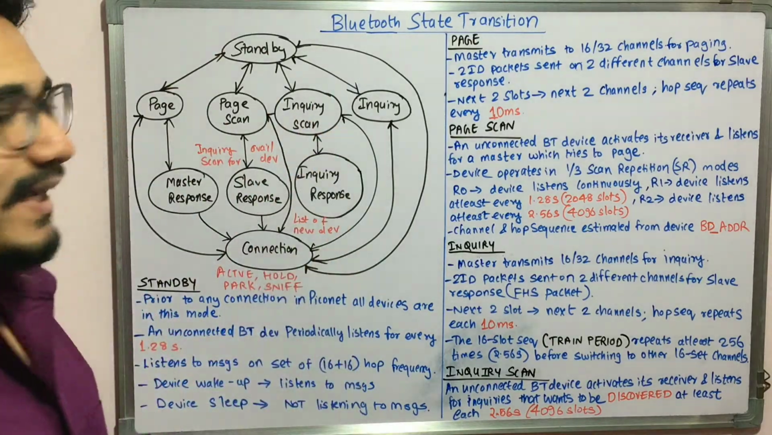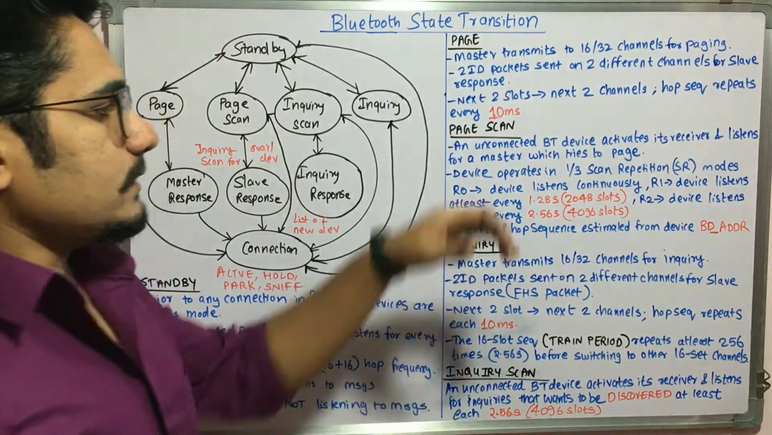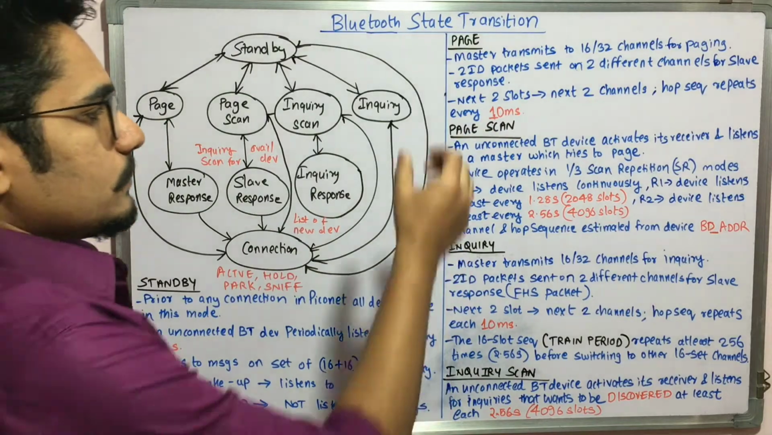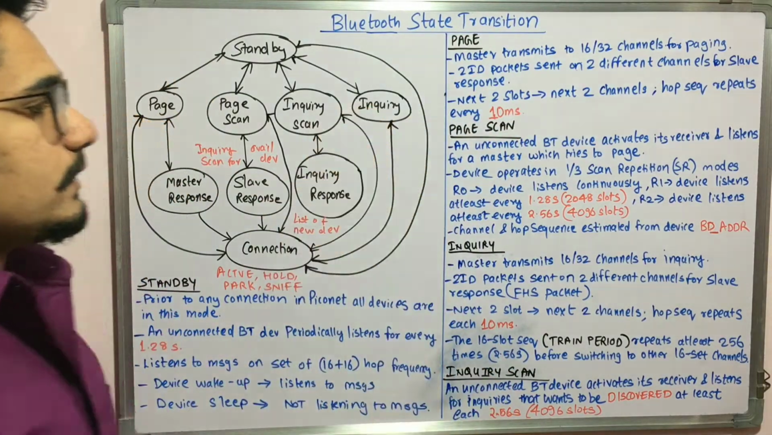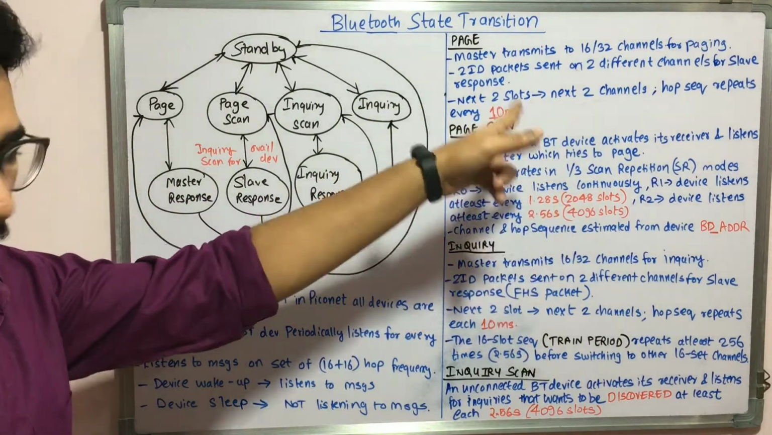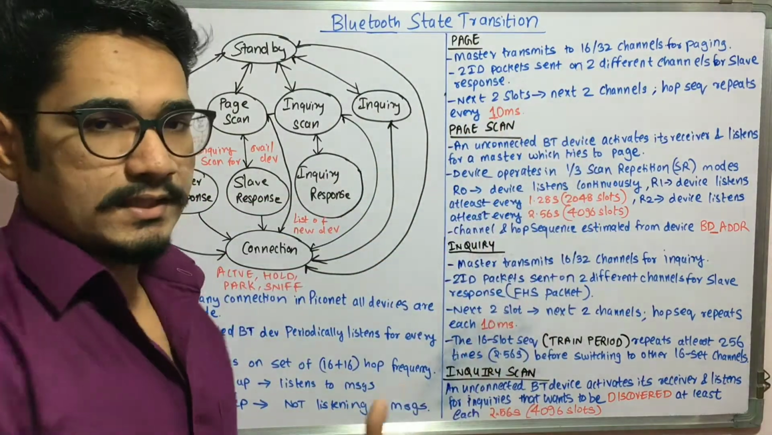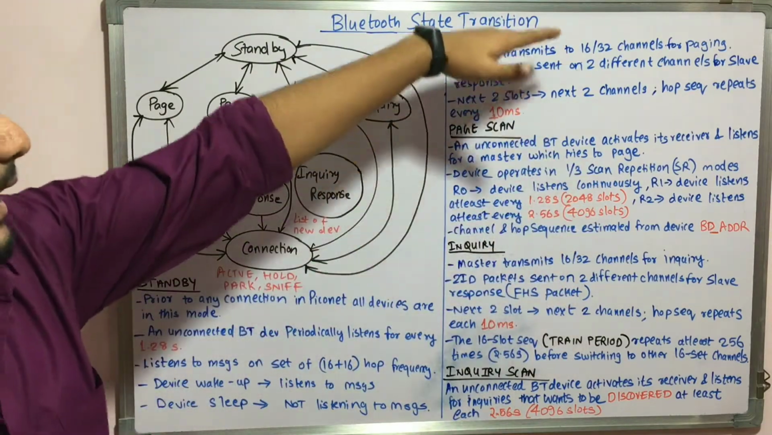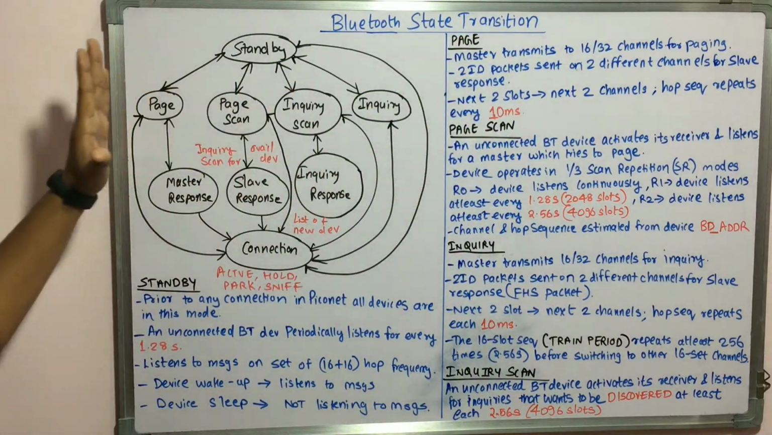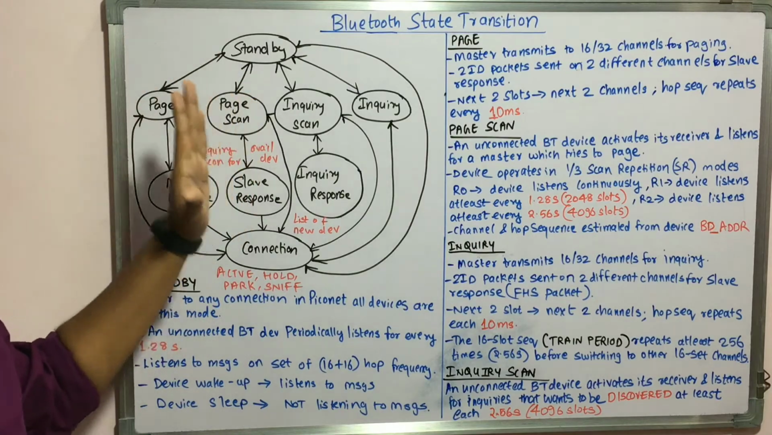Next we move on to the page scan mode. This happens at the slave part. S for scan, S for slave, just remember it that way. Here an unconnected Bluetooth device, that is a slave device, activates its receiver and listens for a master device which tries to page. So page happens first, and after that page scan happens.